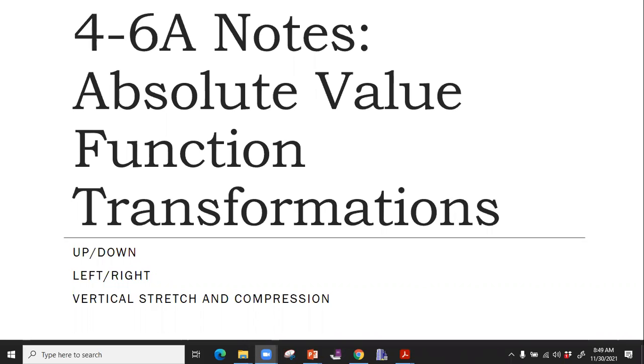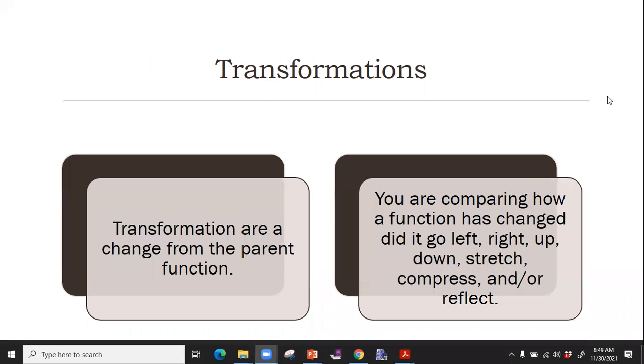Okay. So we've done this before, roughly, when we talked about our parent functions quickly, but transformations are a change from the parent function, right? You are comparing how a function has changed. Did it go left, right, up, down, stretch, compress, and or reflect? So we're going to start here.